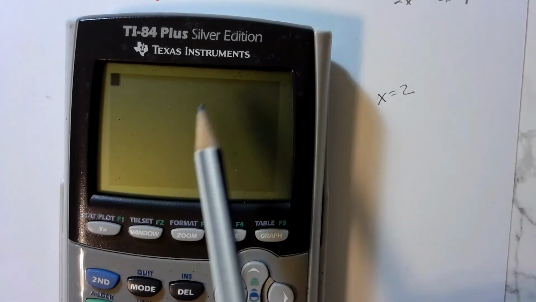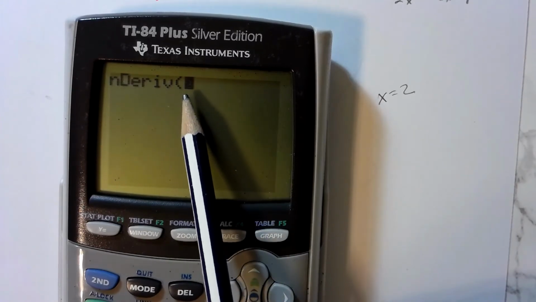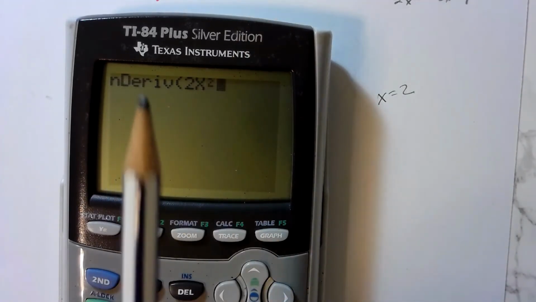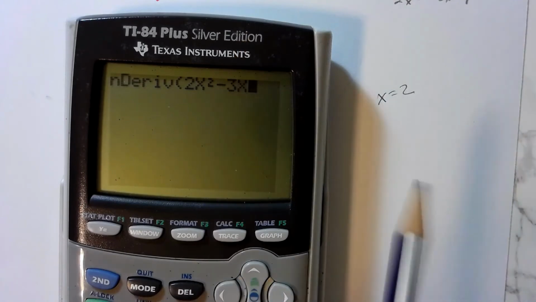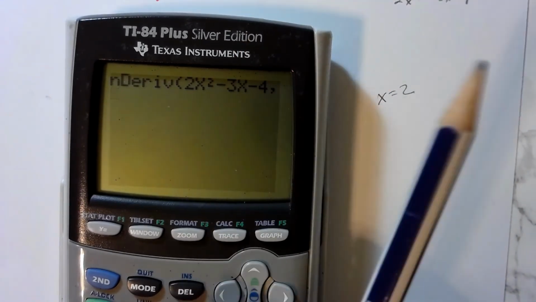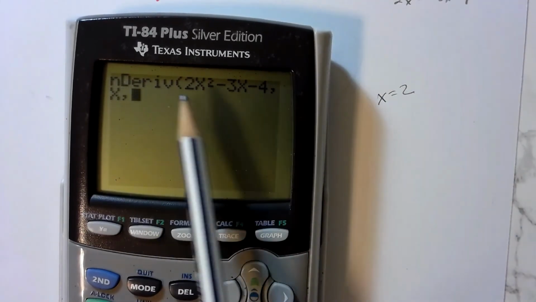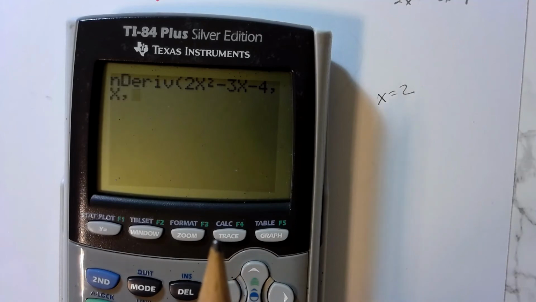If you want to do it from the home screen, you can press Math 8. Again, the problem is you have to put the function in. So 2x squared minus 3x minus 4, comma, derivative with respect to x. So x is always in the second place there, comma. Then we wanted the derivative when x is equal to 2. Close the parenthesis, and there's the slope, 5. So you can do that on either calculator.